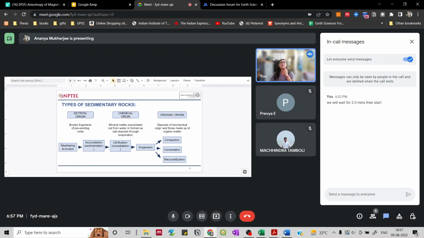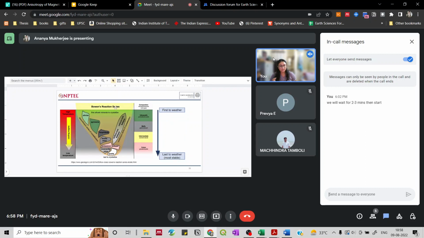And recrystallization happens, suppose there is immense pressure from any direction. It could be under stress or in that sort of environment. Then some of the crystals in the previous rocks recrystallize, and when they recrystallize, they again accumulate together and form a rock. So this is the process of how sedimentary rocks form, and it can have detrital, chemical and organic origin.